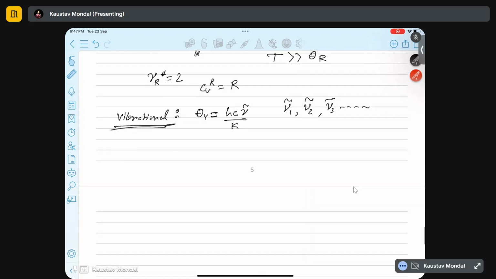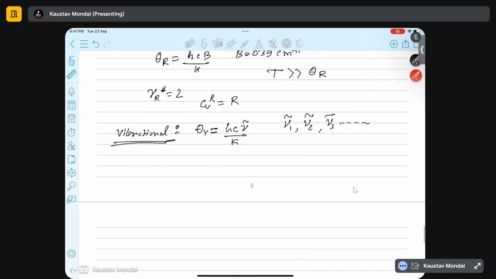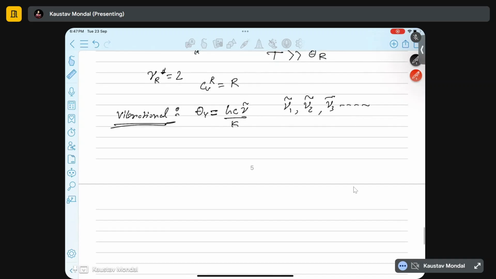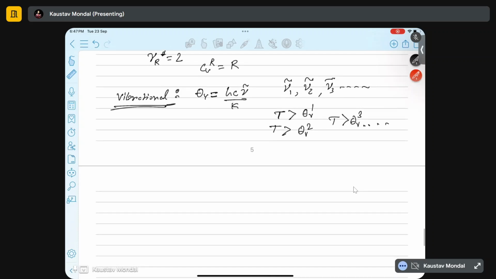So you have to make sure for all the cases these modes are basically active. Active modes means that the temperature should be greater than or equal to theta v1, theta v2, theta v3, like this. So if for all the cases the temperature of the experiment is greater than the characteristic vibrational temperature corresponding to the frequency modes, that means that particular mode, or all the set of modes, are activated.